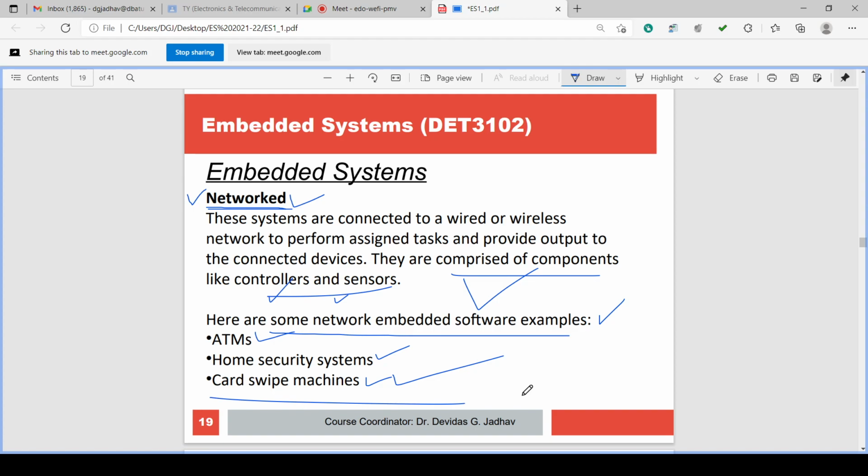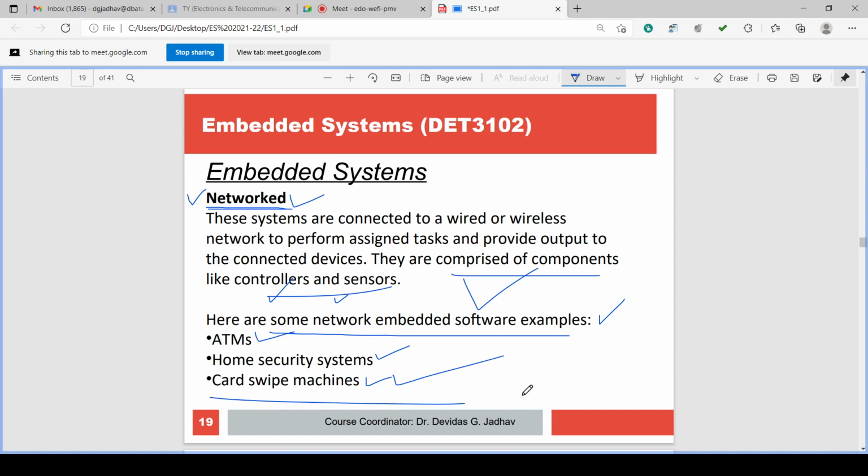Student card swipe machines are there when the student enters the college or university. When he or she swipes the card, his or her attendance is marked. The student attendance is marked. When the student swipes the card in the library, he is allowed to enter the library and he can access the books and online journals. Isn't it? So, these are the card swiping machines.